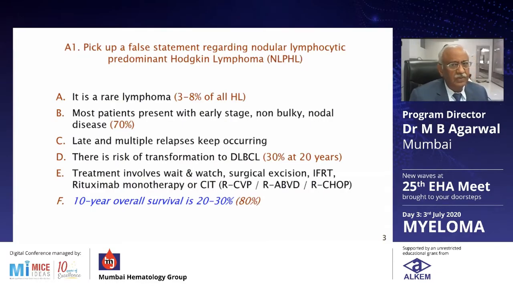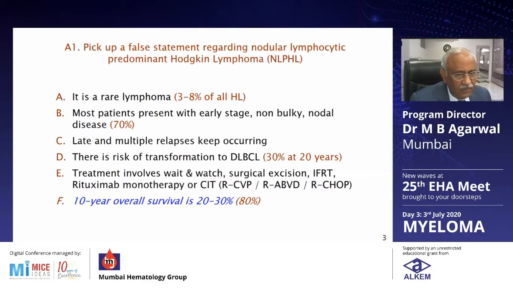Most of the patients present with early disease, non-bulky and nodal disease. Yes, 7 out of 10 present like this. Late and multiple relapses keep occurring is correct. It's like follicular lymphoma. It's not easy to cure this. Whatever you do, the disease keeps coming back, but the gaps are large.